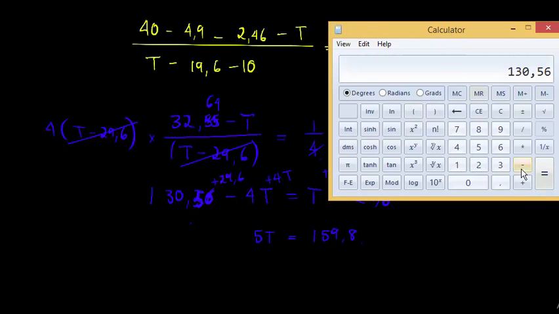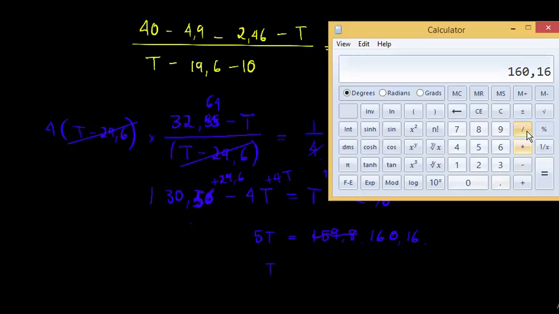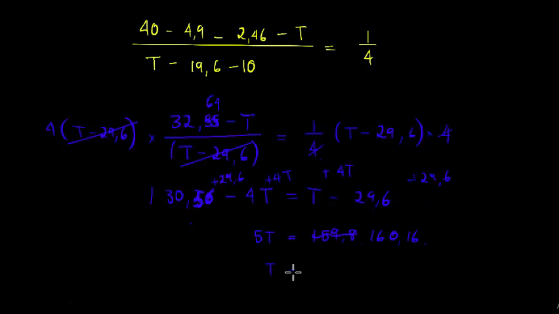And then plus the 29.6 gives me 160.16. So just here in the end, 160.16, and then I'm dividing both sides by 5, and that then gives me my final answer. And this looks familiar. 32.032. The tension is 32.032, and that is my final answer in newtons, and I'm fairly confident of that result.